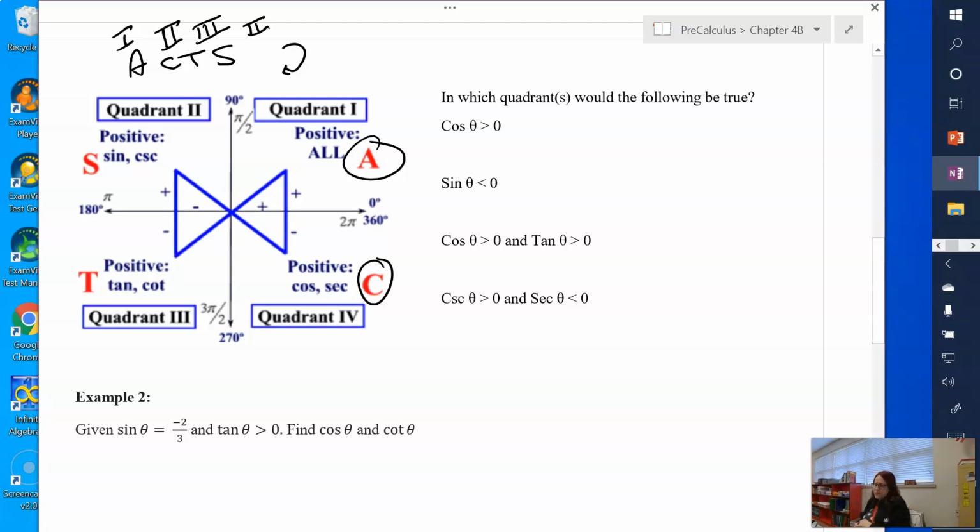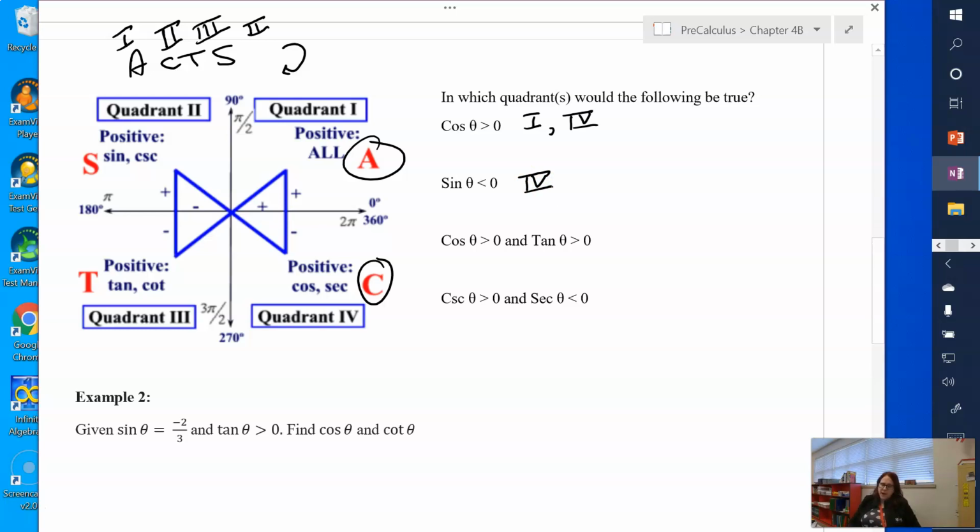So let's do a little bit of practice with this. In which quadrant would cosine of theta be positive? Well, I know that quadrant 1 is positive for everybody, and C stands for cosine, and that says that quadrant 4 is positive for cosine. Which ones have sine less than 0? Well, everything's positive in quadrant 1, so it's not quadrant 1. Go around. My next one is quadrant 4. Cosine and secant are the only ones positive there. So I know quadrant 4 is where sine is less than 0.